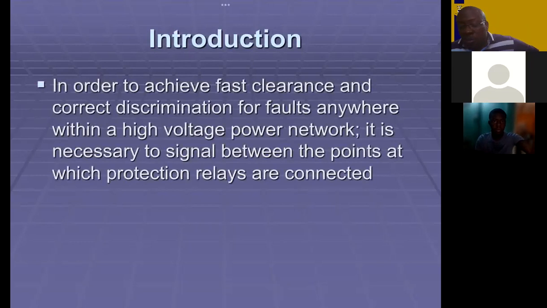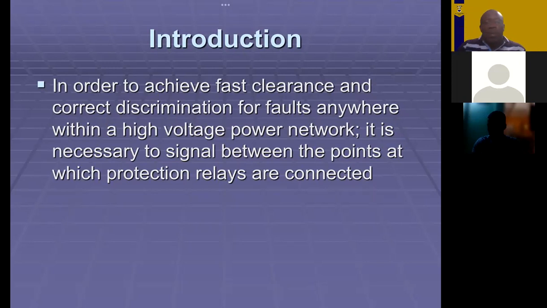So going back to what we repeated ad nauseum last time, in order to have this fast clearance of our faults, whilst speeding up the clearance time and also allowing appropriate relays to operate, which is what we mean by discrimination, we need to have signaling between the two relaying points.